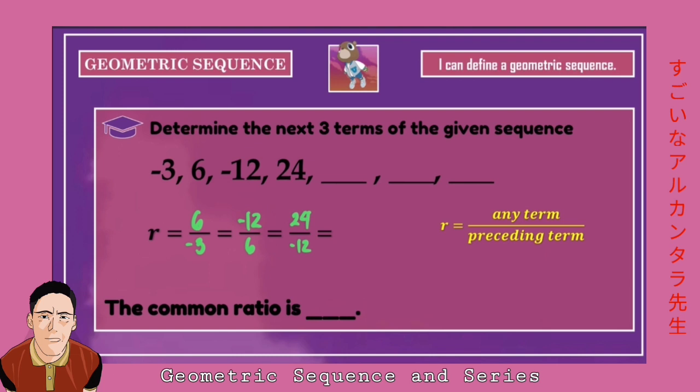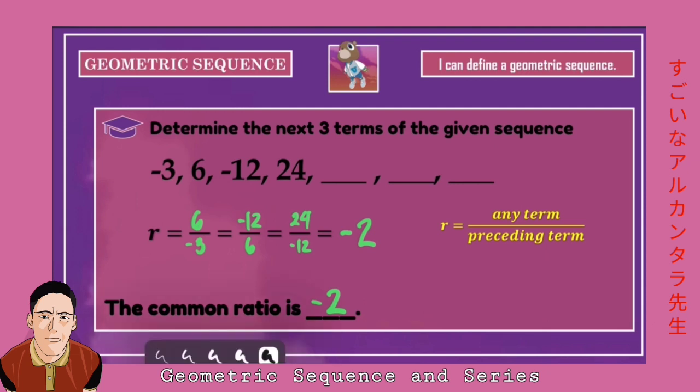Always remember, when dividing and multiplying integers of different signs, the answer must always be negative. And as you can notice, the pattern that we have here, from one term to the next, is changing signs. Therefore, it should signal to us that the sign of the common ratio should be negative. So 6 divided by negative 3 is negative 2. Negative 12 divided by 6 is also negative 2. 24 divided by negative 12 is also negative 2. So that is our common ratio.